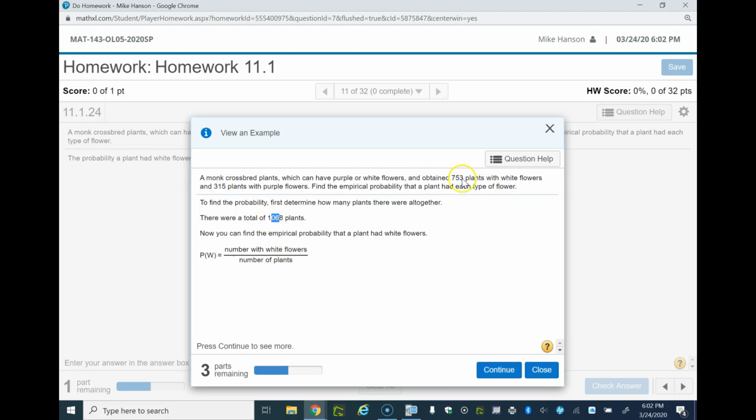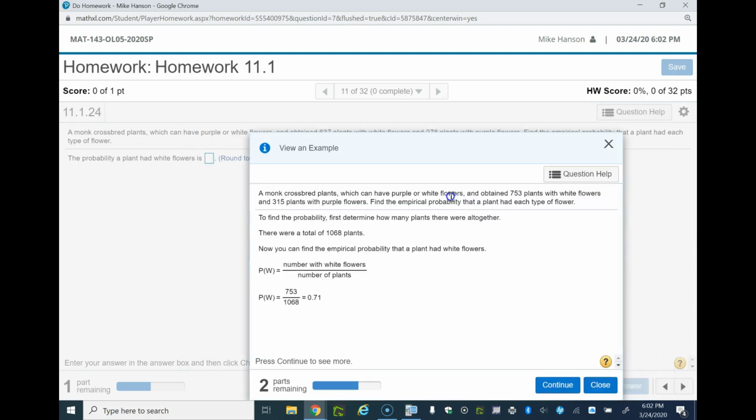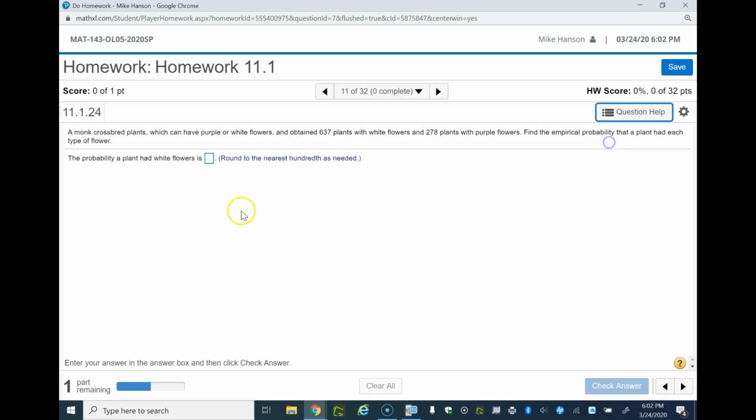So what is the flowers? 753 over 1,068 as far as total plants. Reduce it, and now we get a decimal. So with some of these, you'll get a decimal. Some of these, you'll leave as a fraction. The key thing you need to look at is where it says round to the nearest hundredth as needed. This is where you take that fraction and actually give me a decimal, and you don't leave it as a fraction like I did in all the other examples.